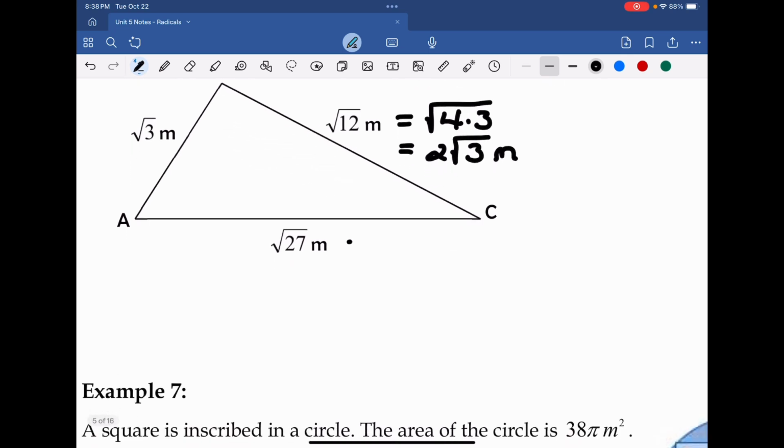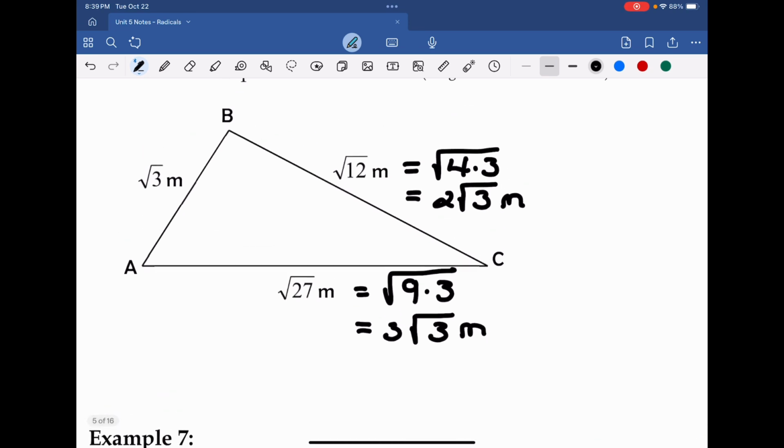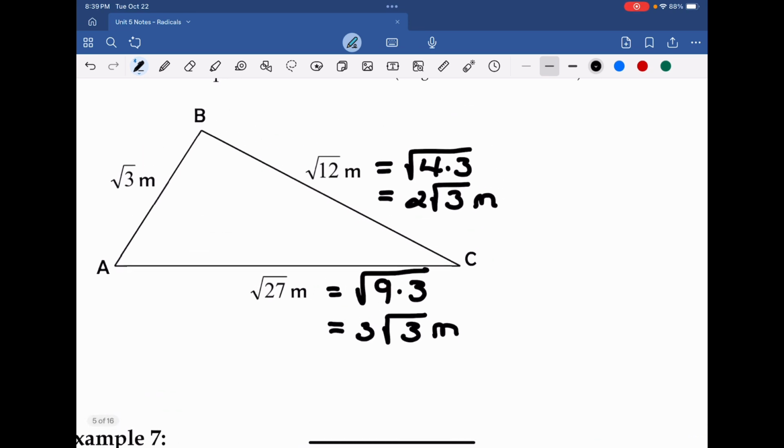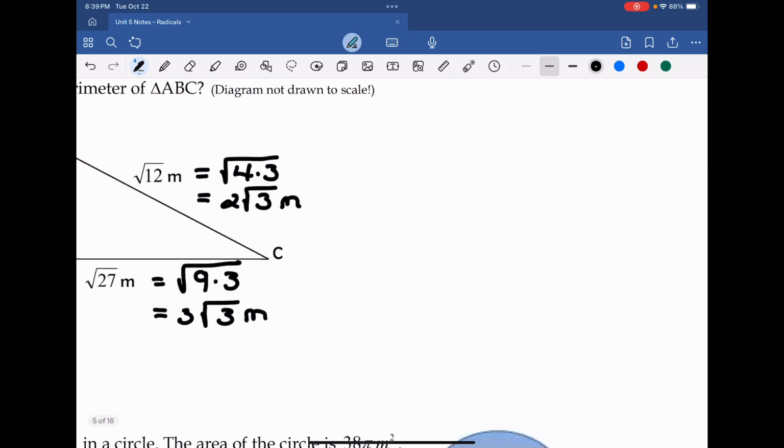For my 27, I'm going to split this into 9 times 3. We know the square root of 9 is 3, so this gives me 3 root 3 meters for the perimeter value for specifically this piece from A to C. Now we want to put these all together. So we're going to add AB, BC, and AC all together. Off to the side, let's do that.